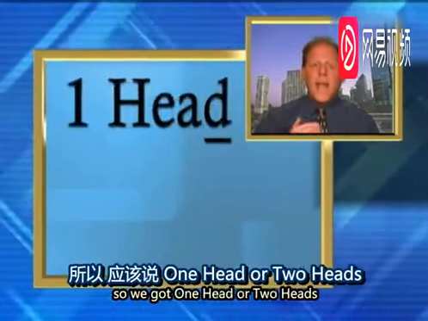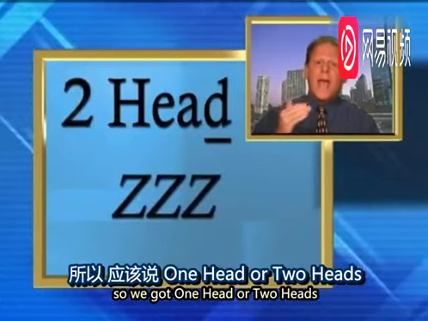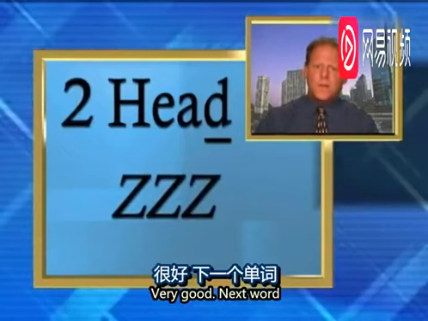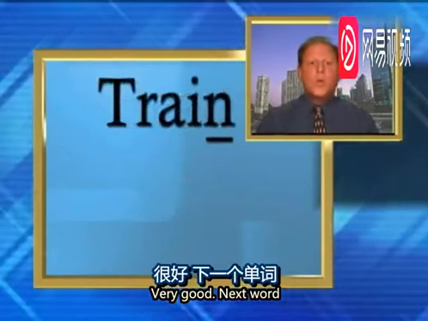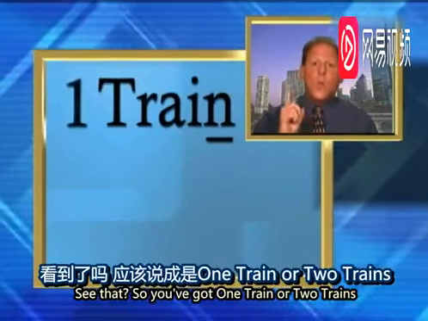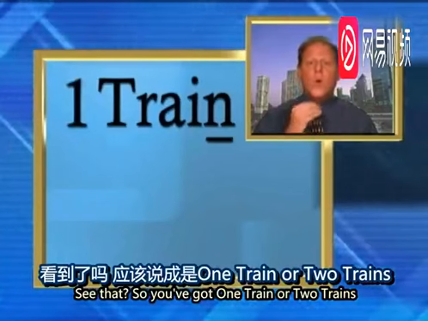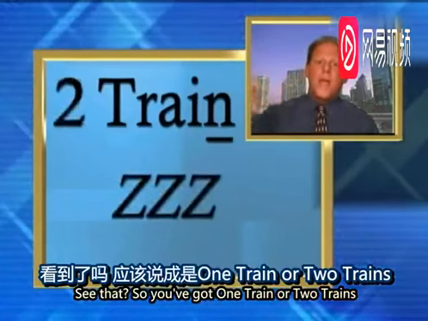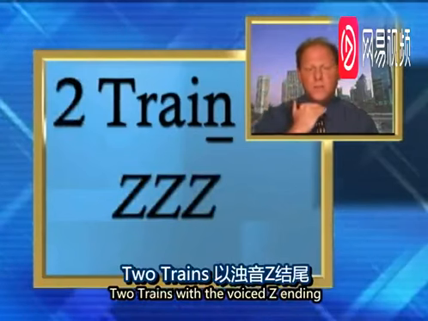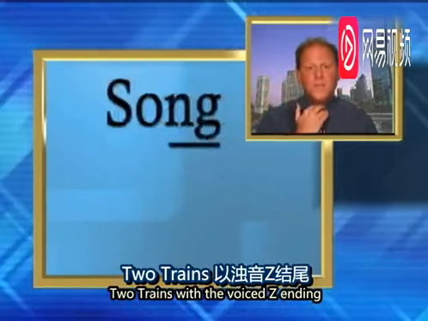So we've got one head or two heads. Heads. It's voiced. Two heads. Very good. Next word, train, ends with a voiced N. See that? So you've got one train or two trains. Two trains with a voiced Z ending.